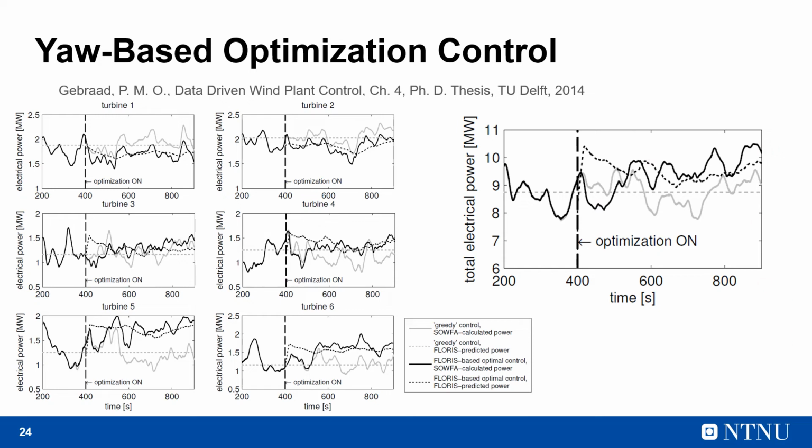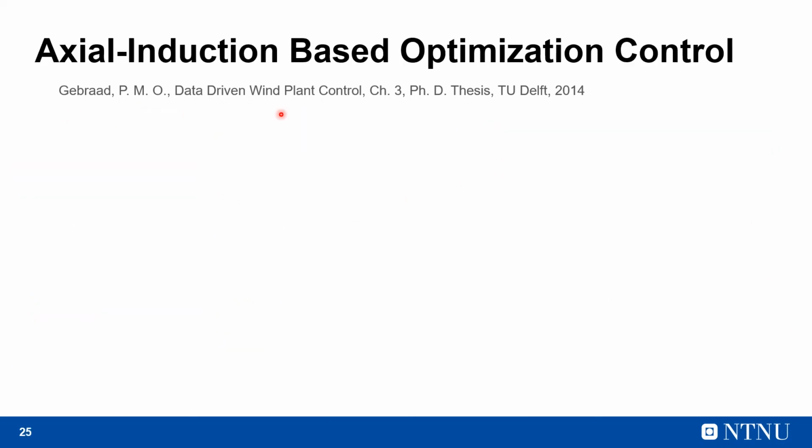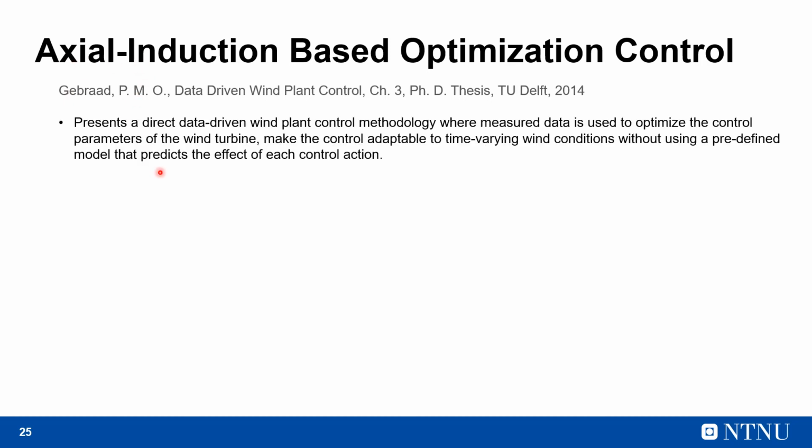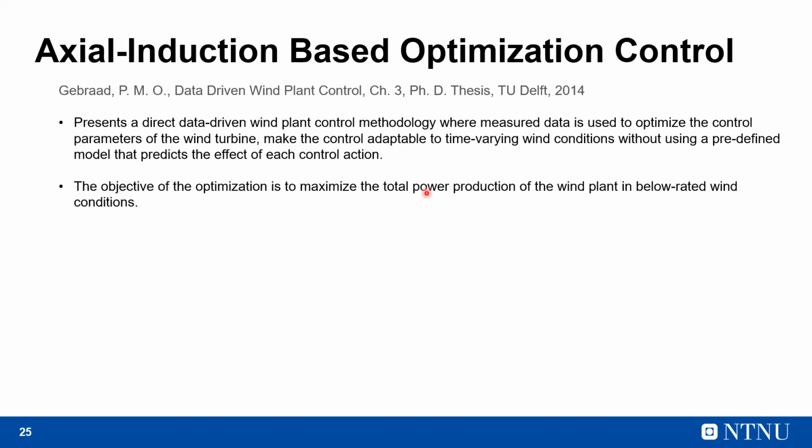As an example of the direct data-driven optimization control methodology, we present again a work from Gebraad. Here he presents a direct data-driven wind plant control methodology where the measured data is used to optimize the control parameters of the wind turbine and make the control adaptable to time varying wind conditions without using a predefined model that predicts the effect of each control action.